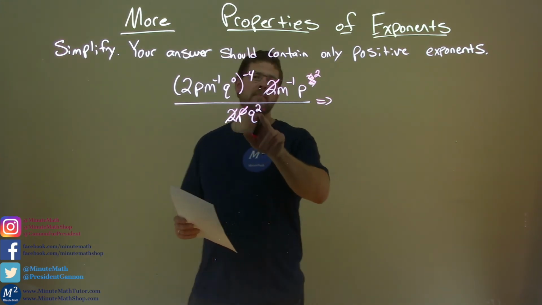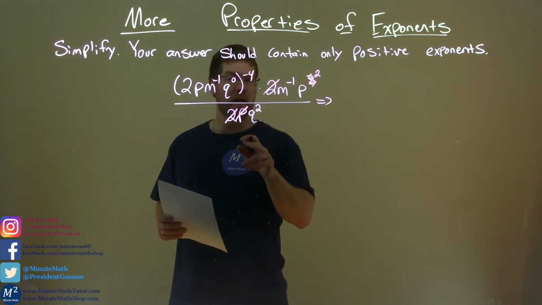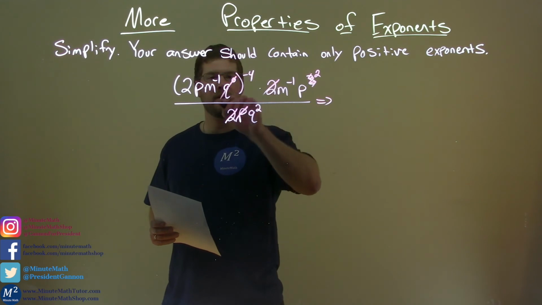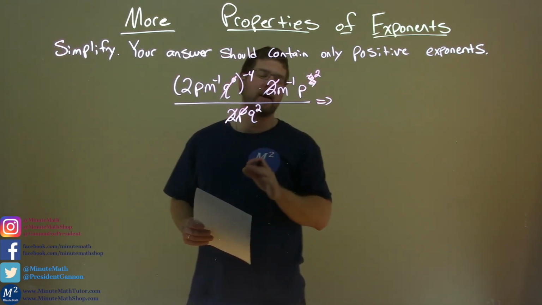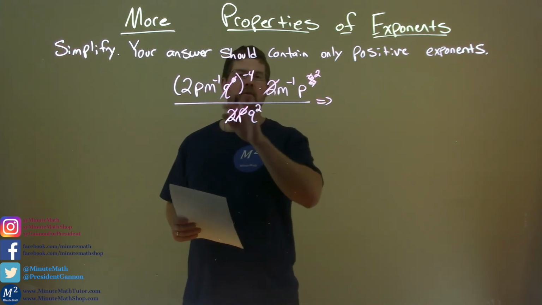The q's, I'm not going to do anything here because in reality, this q to the 0 power is just 1. Don't need that. Okay, done some canceling out. Take our time here though. Let's go see what we have left over.